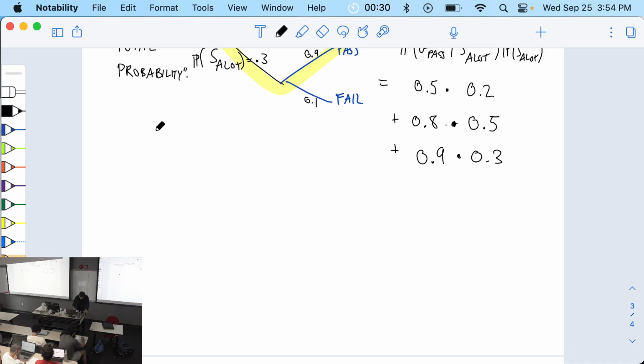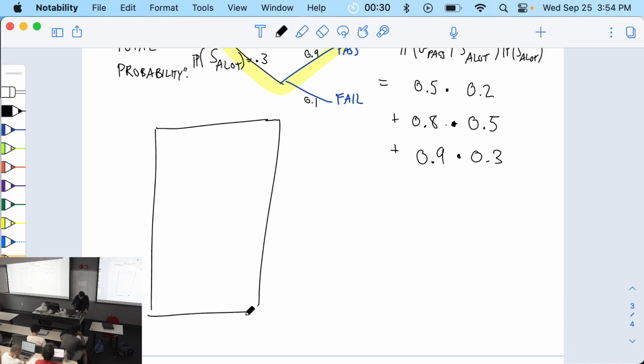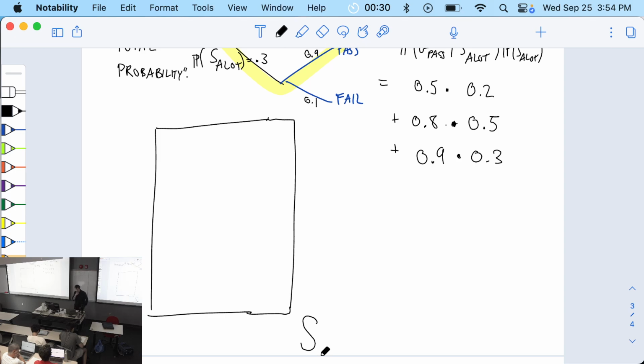I'm going to take my probability space, and I'm going to think of it as a big rectangle. So here's my probability space. It's a big rectangle. Okay, this is a terrible rectangle. We'll try it one more time. Make a slightly better rectangle. Okay, so this is the big probability space S. S contains everything. That's the sample space. Some people call it omega, which is a cool name too.